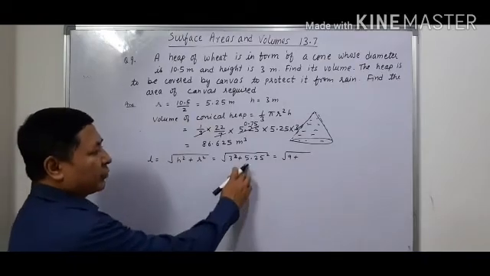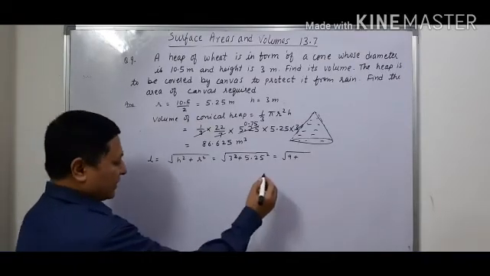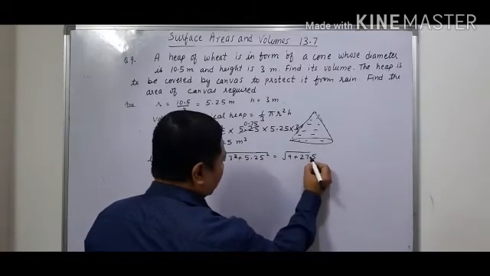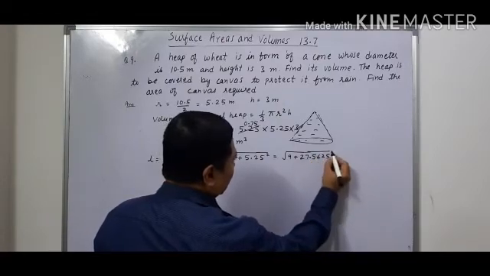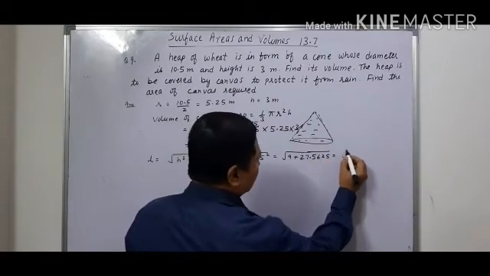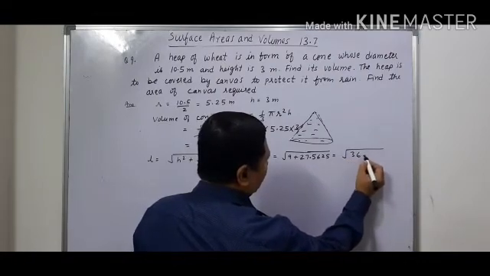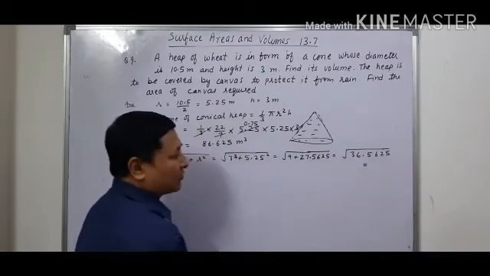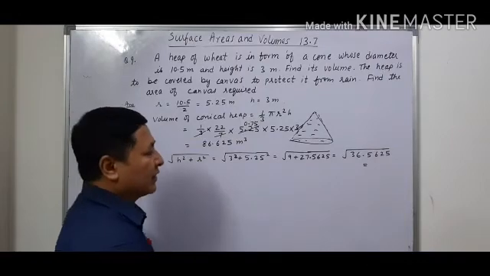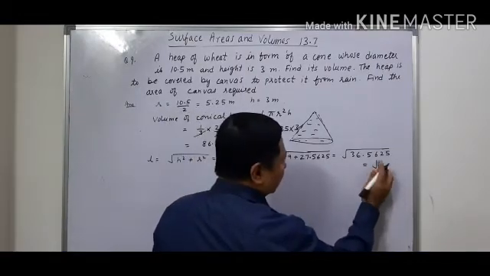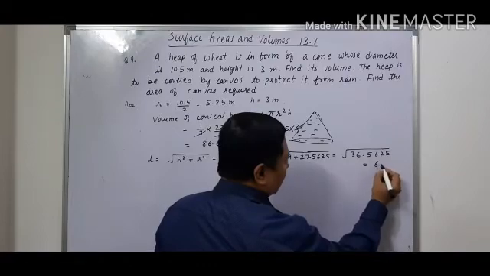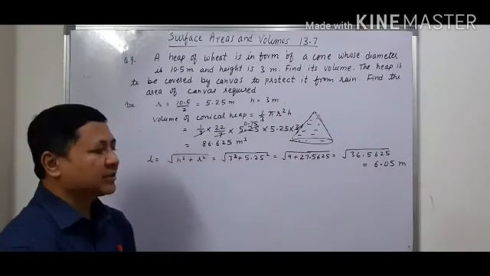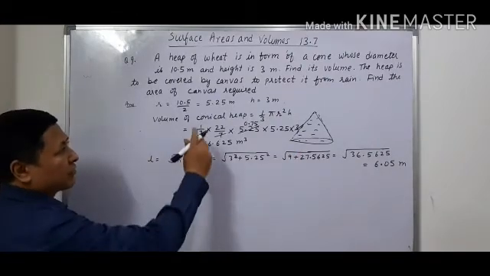If we do the square of 5.25, then we'll get the answer 27.5625. When we add this, we'll get 36.5625, and when we further solve it, the square root of 36.5625, that we have done earlier in the 8th class, we get approximately 6.05 meter. So the slant height of the conical heap is 6.05 meter, and now we have to find the area of canvas.